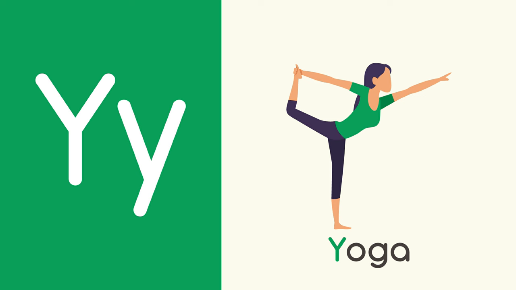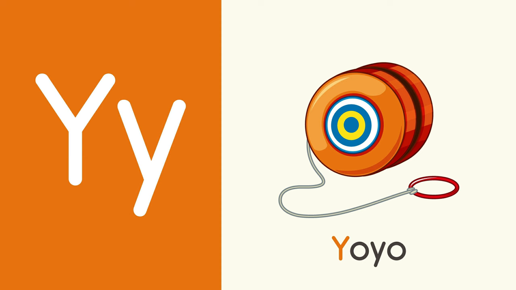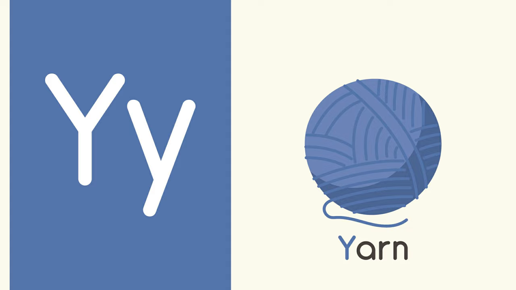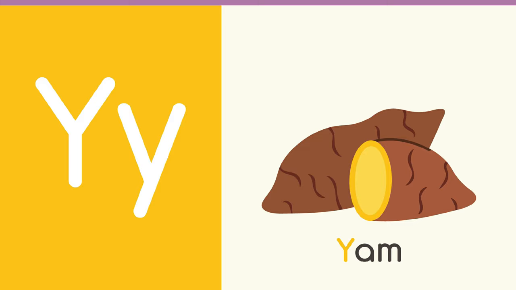Y is for yoga. Y is for yogurt. Y is for yacht. Y is for yo-yo. Y is for yarn. Y is for yak. Y is for yolk. Y is for yam.